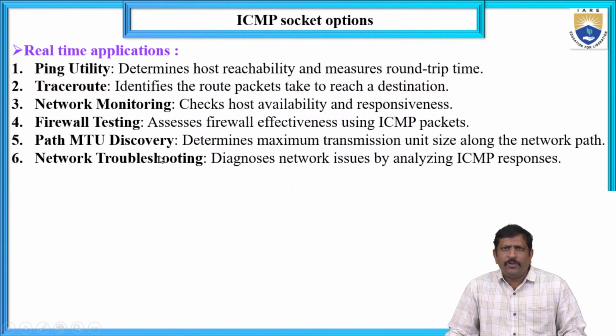Then path MTU discovery, which determines the maximum transmission unit size along the network path. Network troubleshooting diagnoses network issues by analyzing the ICMP responses.